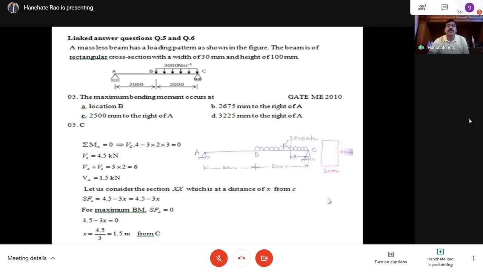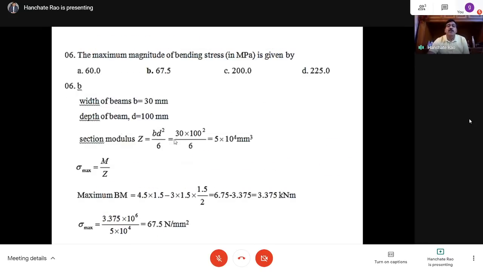If you take that bending moment, section modulus is BD square by 6. B and D are already given, so BD square by 6 will give you the section modulus. Sigma equals M by Z. So M is equal to 4.5 into 1.5 minus 3 into 1.5 into 1.5 by 2, which gives the bending moment. M by Z gives you the stress. So like this you can calculate the maximum bending stresses that are occurring.